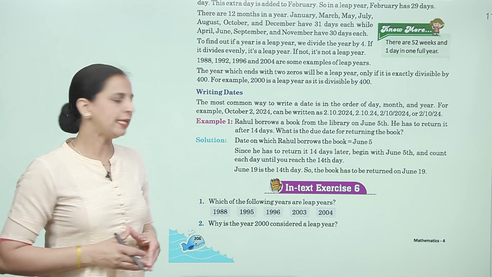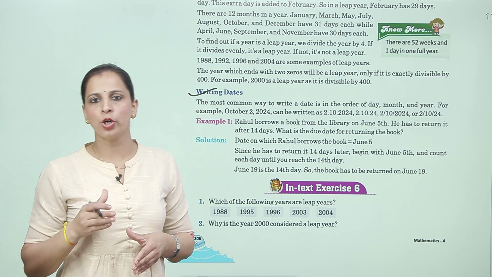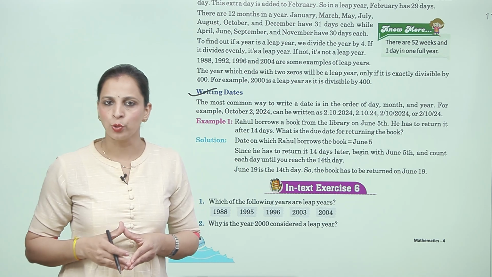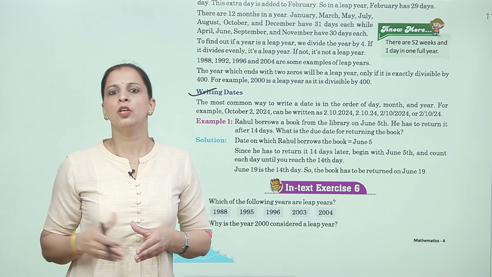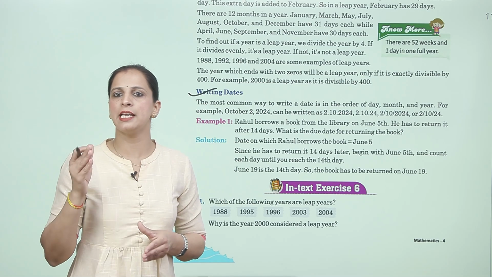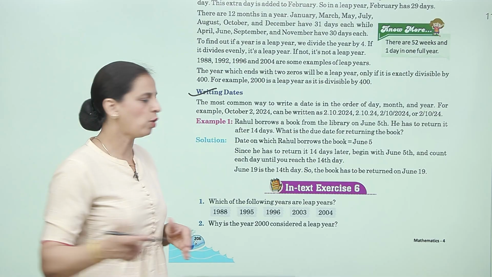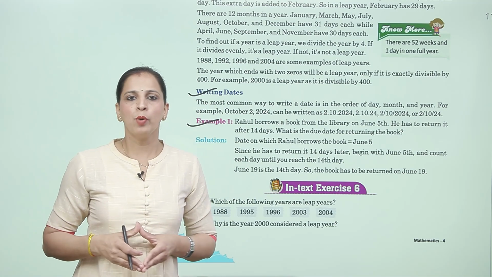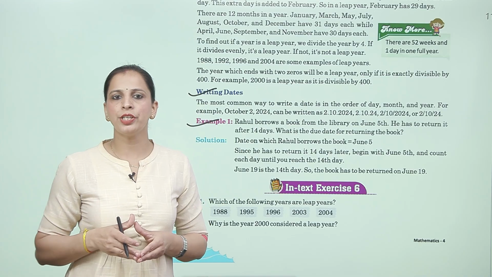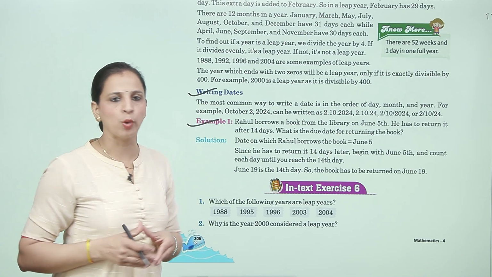Now, writing dates. The most common way to write a date is in the order of day, month and year. For example, October 2, 2024 can be written as 2/10/2024 or 2/10/24. Now, example 1. Rahul borrows a book from the library on June 5th. He has to return it after 14 days. What is the due date for returning the book?